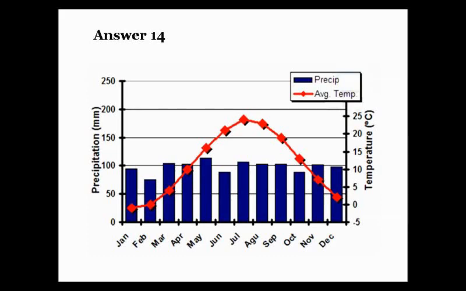Last but not least, it increased from less than 0 degrees in January and reached the highest point in July at 25 degrees. In conclusion, the temperature decreased dramatically to 0 degrees Celsius in December.